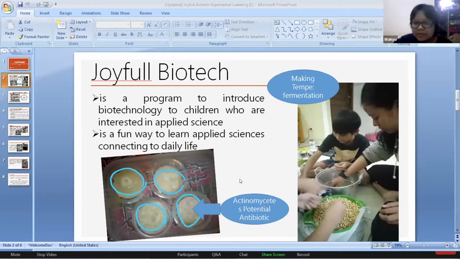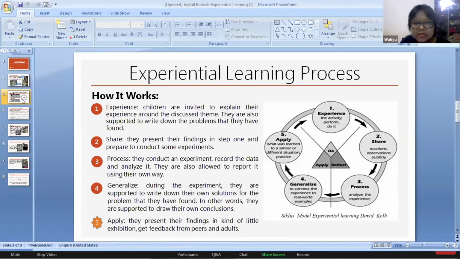Children learn to isolate actinomycetes that have potential as antibiotics, using media and materials that they can find at home. In this program, I use an experiential learning process that works with five steps.